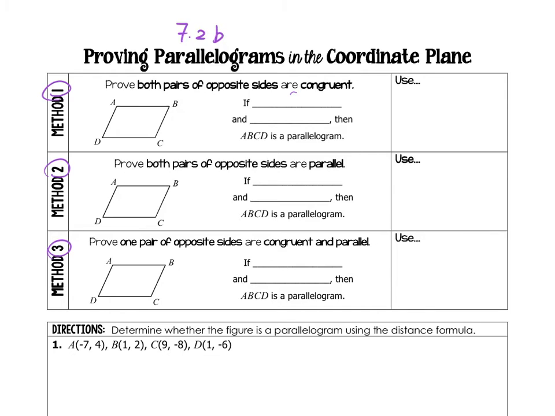So let's look at the first one. First one says you can prove both pairs of the opposite sides are congruent. And second one says it's still both pairs of the opposite sides are parallel. So either you prove both pairs of the opposite sides are congruent, or you prove both pairs of the opposite sides are parallel. And then the third method is you prove one pair of the opposite sides are congruent and parallel.